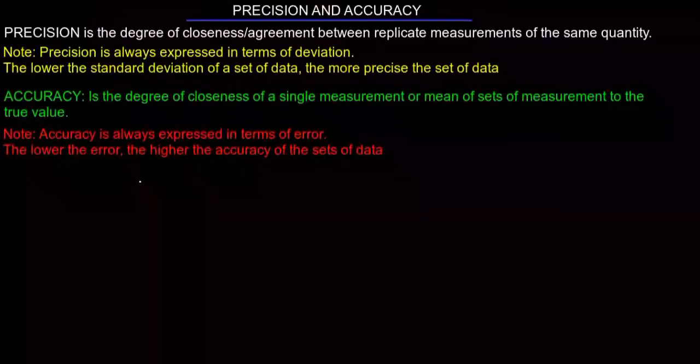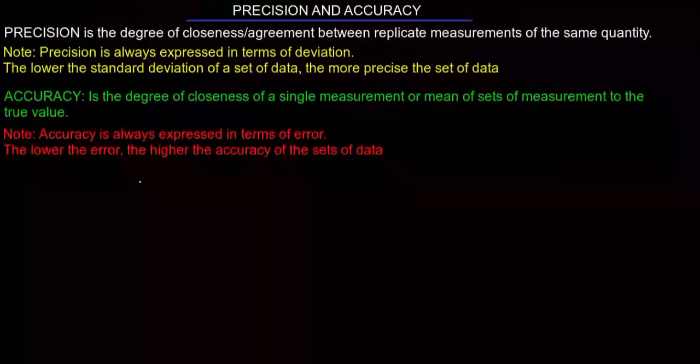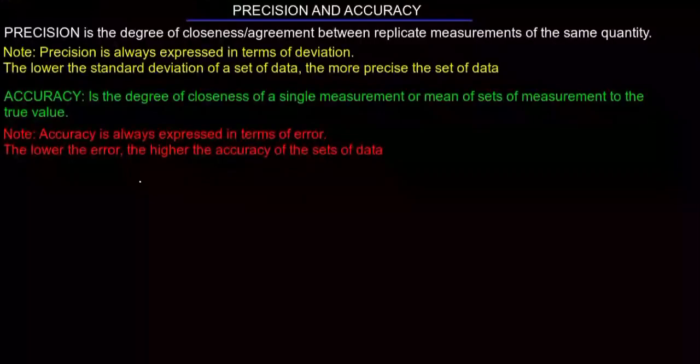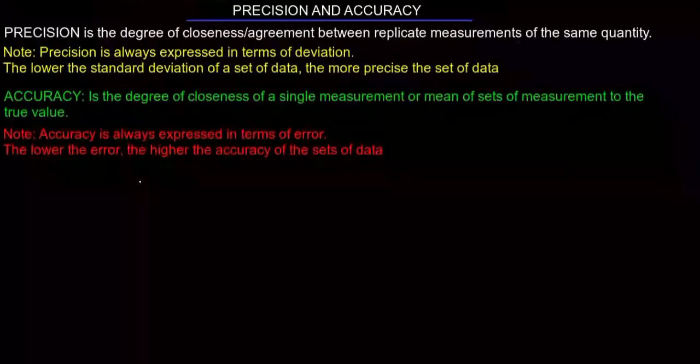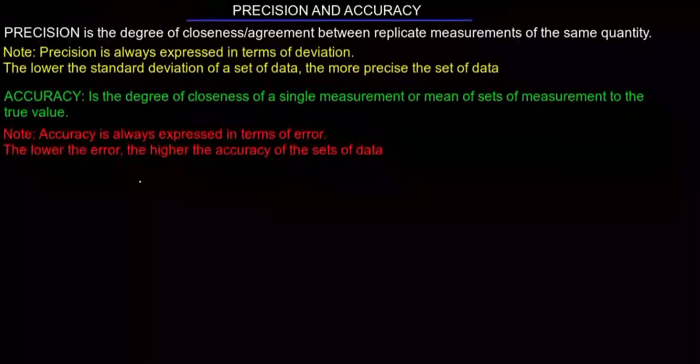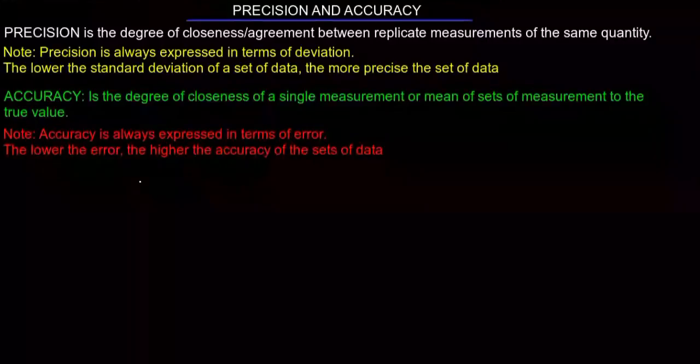Precision is the degree of closeness or agreement between replicate measurements of the same quantity. Now, let's explain this. Let me take for instance that you are trying to measure the length of a piece of wire, and you take replicate measurements, let me say 3 times. If your measurements are very close to each other, we will say your set of data is highly precise, or we say it has high precision.